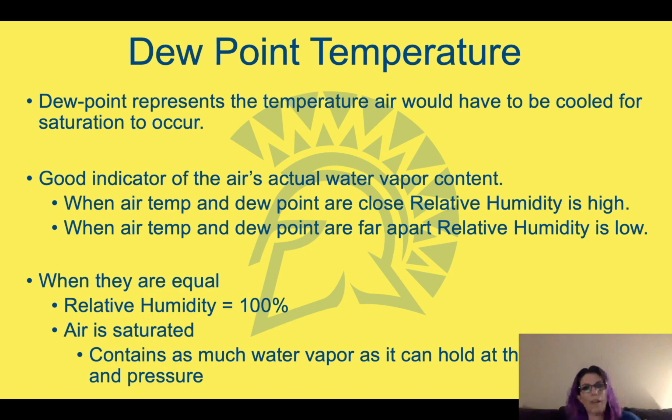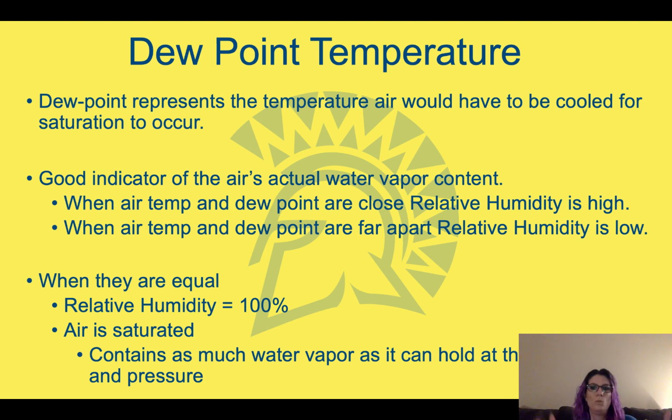So the second way of looking at how much moisture is in the air is by looking at the dew point temperature. Now, the dew point temperature represents the temperature the air would have to be cooled for saturation to occur. So notice it said cooled. The dew point temperature is usually cooler than the outside temperature. It is a very good indicator of the air's actual water vapor content.